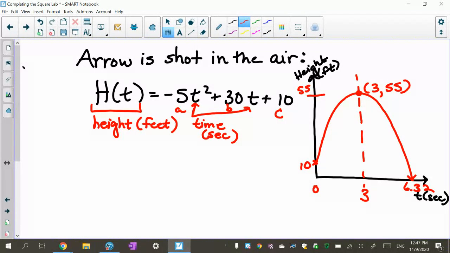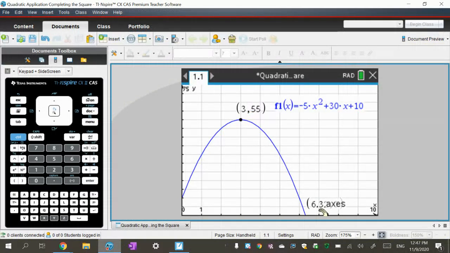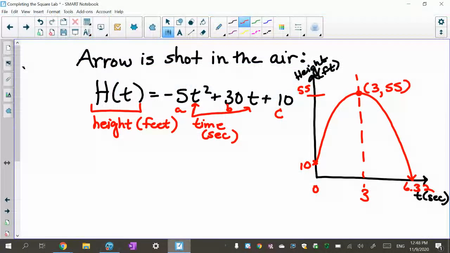Then I put it in my calculator to make sure that I did everything right. So I actually graphed this, and I'm going to bring it up. I found the max at (3, 55), and then I saw it hit the ground at 6.32 seconds. I encourage you to do that before you solve it so that you know your answer is correct.